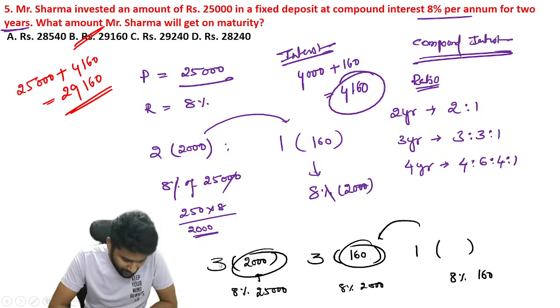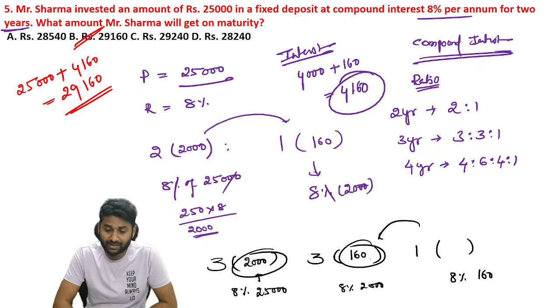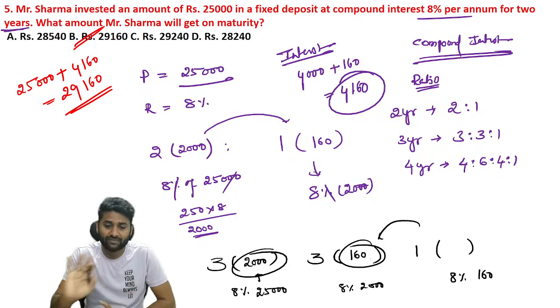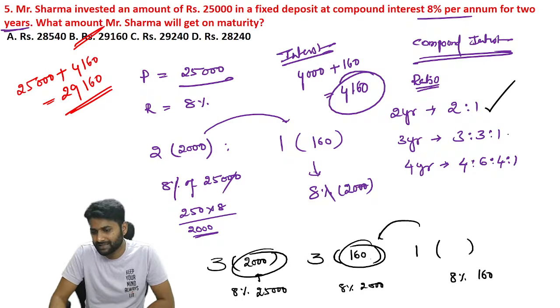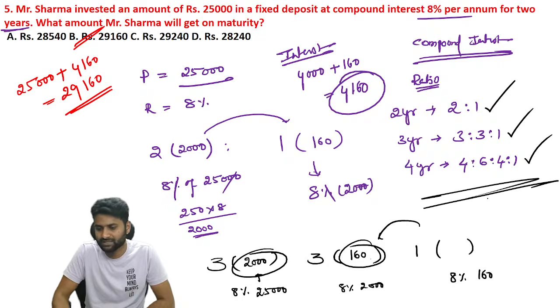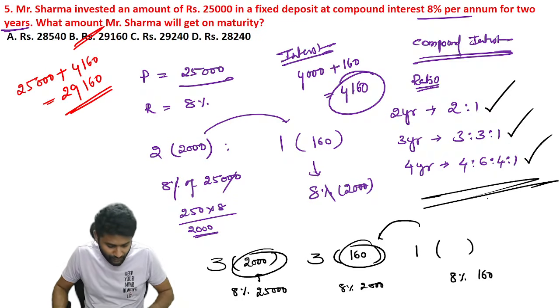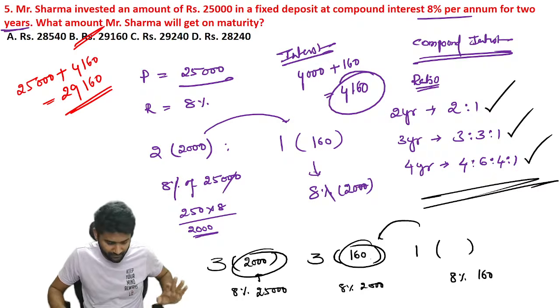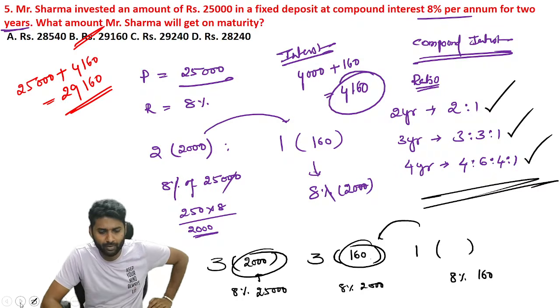So if you remember this ratio approach, you can save your time in the calculation, especially for compound interest questions. So 2 years is 2 is to 1, 3 years is 3 is to 3 is to 1, 4 years is 4, 6, 4, 1. Remember these ratios and just practice a few questions. You will be able to solve this kind of question.